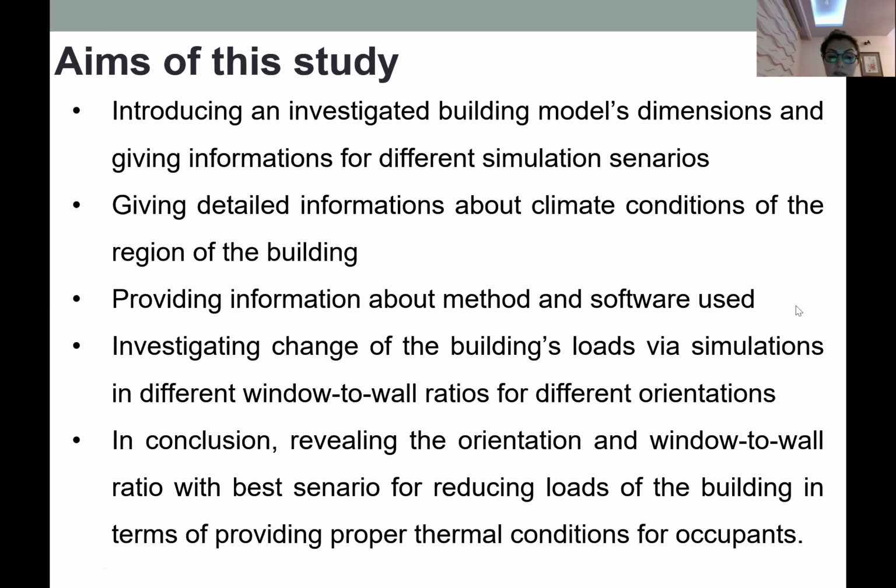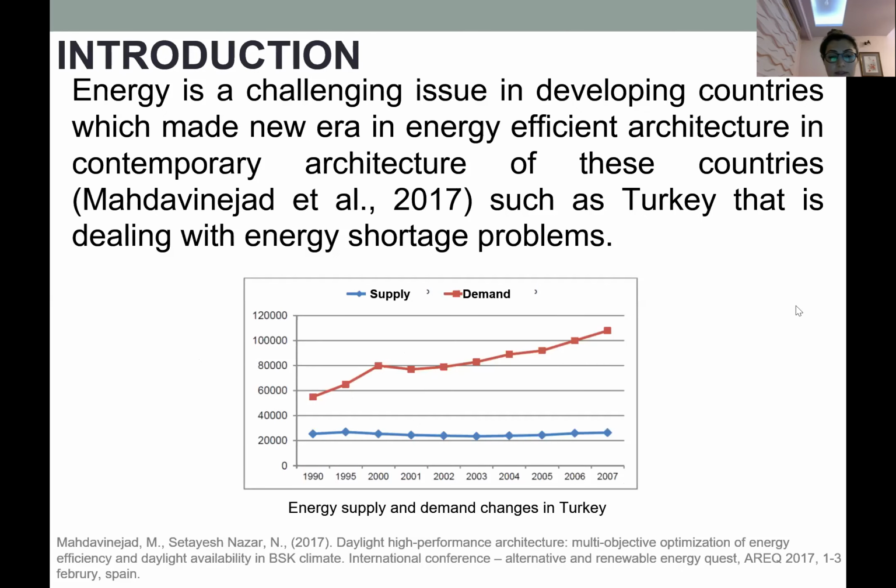The next aim is investigating the change of the building's loads via simulation in different window-to-wall ratios for different orientations. In conclusion, revealing the orientation and window-to-wall ratio with the best scenario for reducing loads of the building in terms of providing proper thermal conditions for occupants.